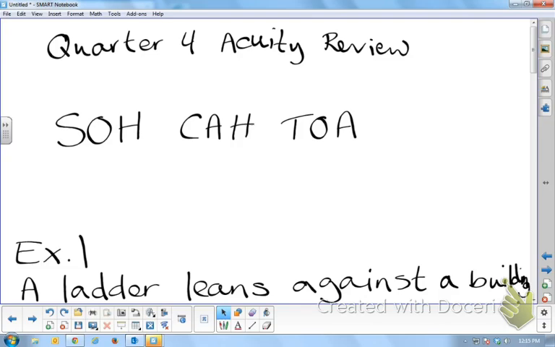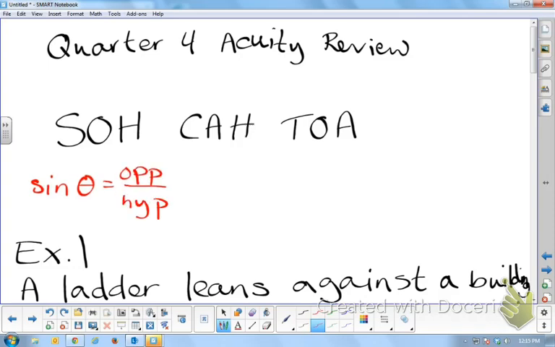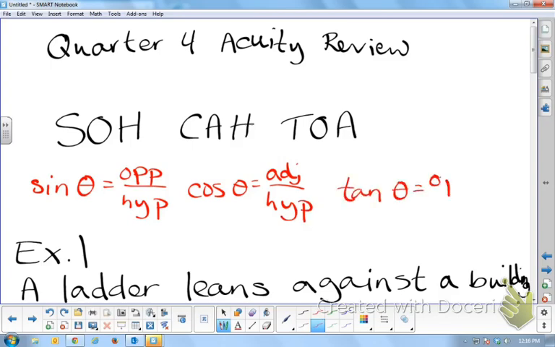So this quarter, one of the first things we talked about was trigonometry. With trigonometry, we had a way to remember the trig formulas. You do need to have the trig formulas memorized. We remembered them using SOHCAHTOA. So, SO stands for sine theta equals opposite over hypotenuse. CAH stands for cosine theta equals adjacent over hypotenuse. And TOA stands for tangent theta equals opposite over adjacent.